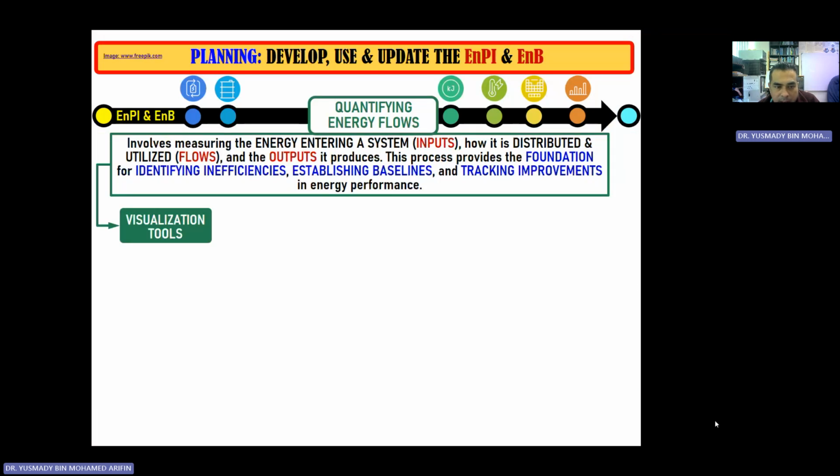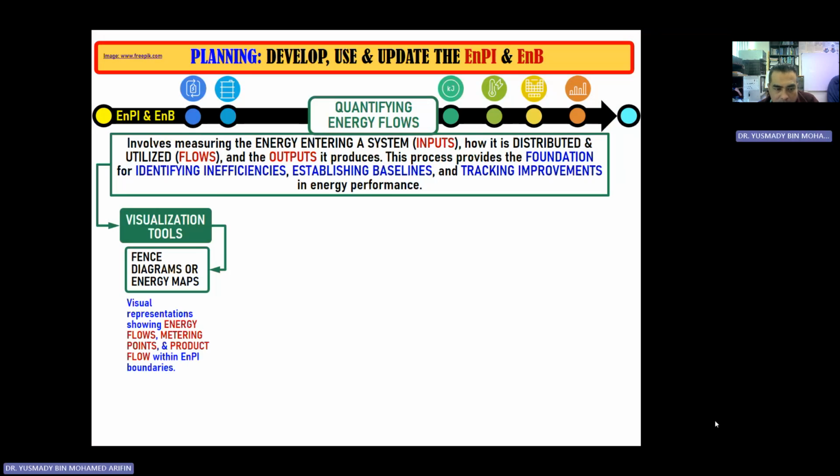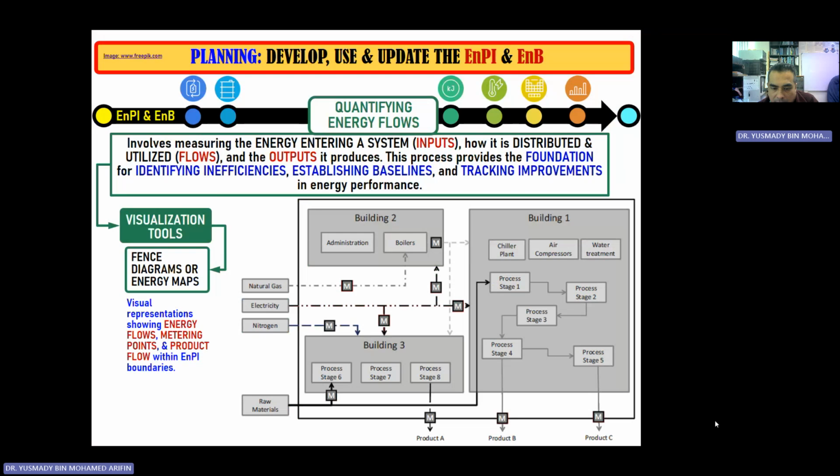Okay, now the visualization tool that is used to show the energy flow, we call a Venn diagram or energy map. So this tool is considered a visual representation showing the energy flow, metering points, and product flow within the energy performance indicator boundaries. For example, this is an example of the Venn diagram or energy map. So we have the number of buildings involved. The schematic diagram shows the number of buildings, the equipment used, the processes involved, and also the departments involved in the boundary. The M symbol represents the measurement point in order to measure the energy use and so on. So this is an example of the Venn diagram.